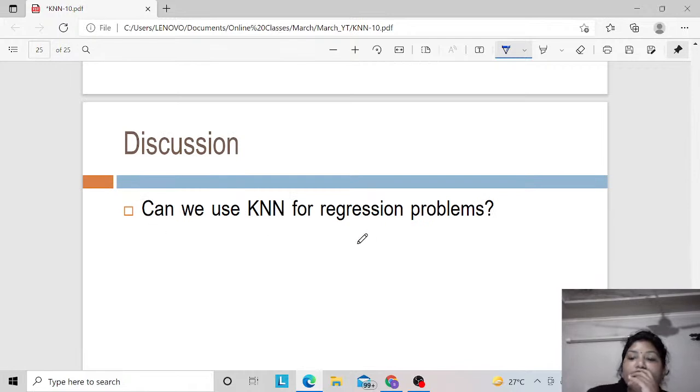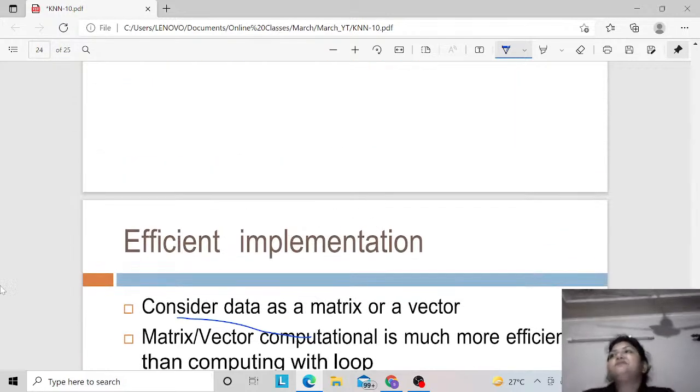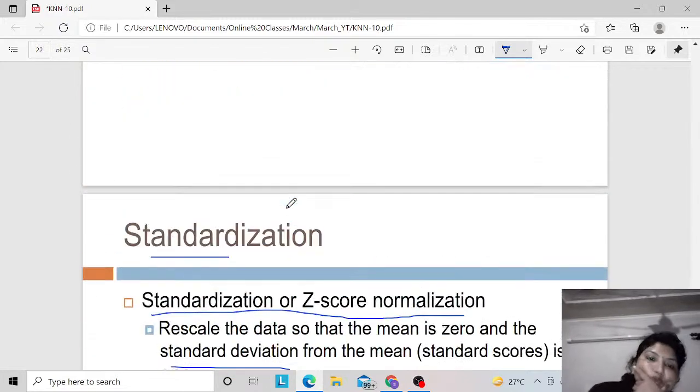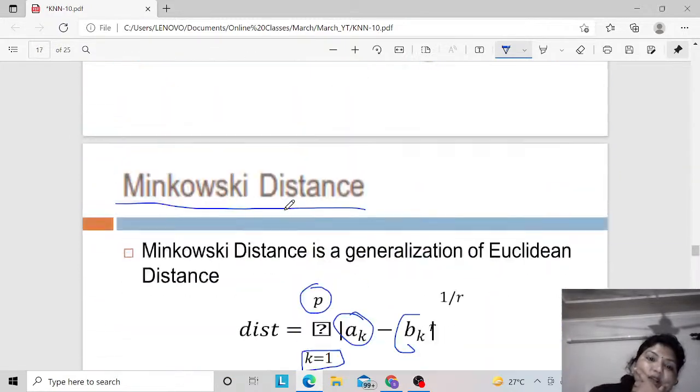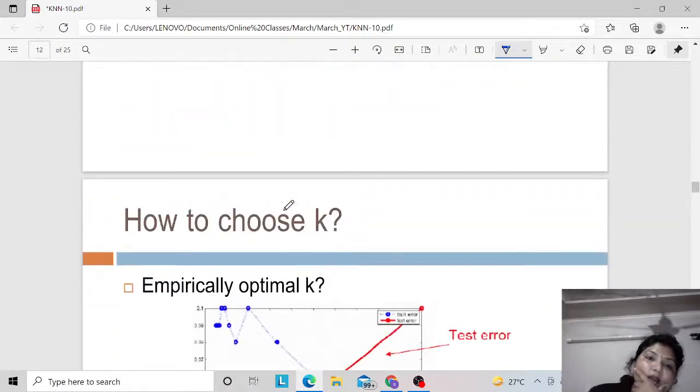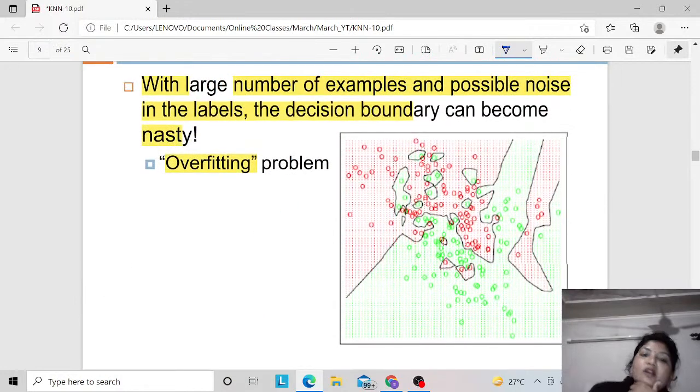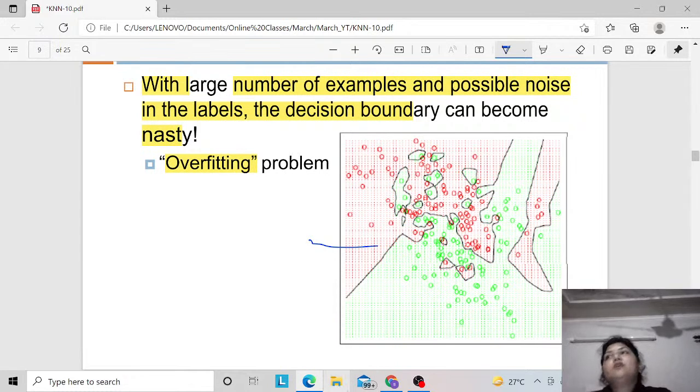Can we use KNN for regression problems? Yes, why not? But the only thing is, it is widely used and meant for classification problems. But yes, it can be used. When we say this algorithm is more efficient, it works more efficiently with classification problem data sets, right? So whenever you use this classification algorithm, you use it for classification problems.